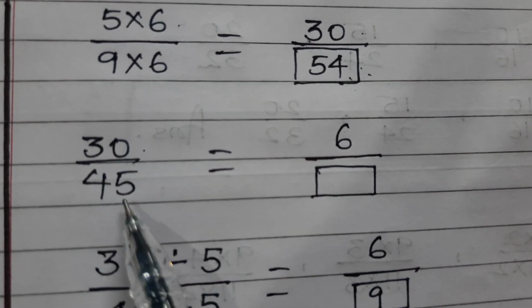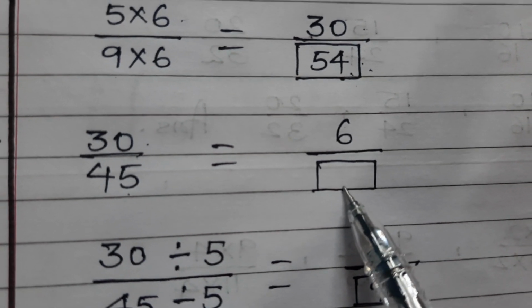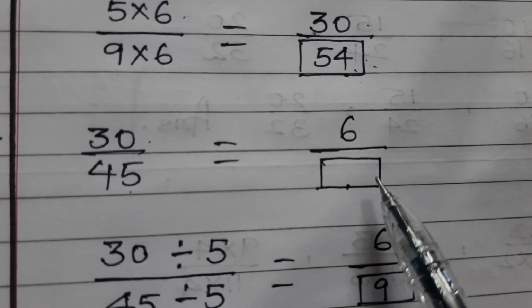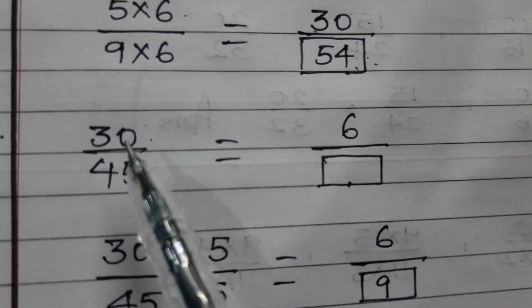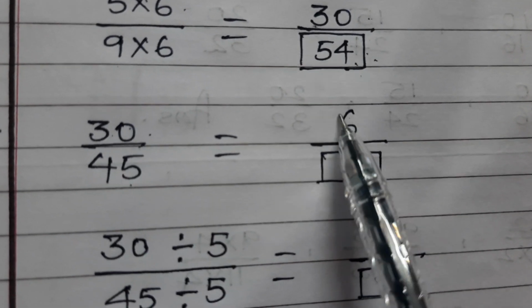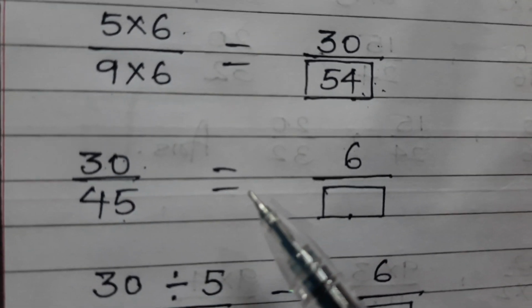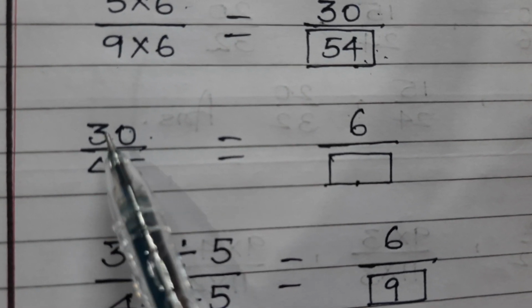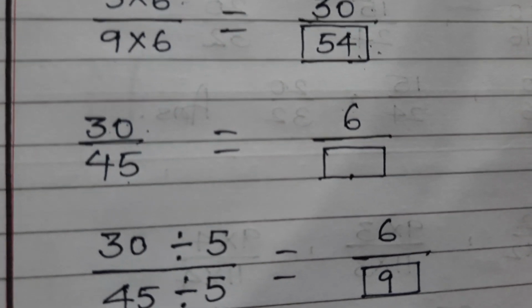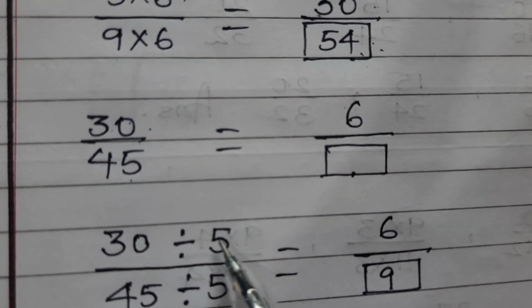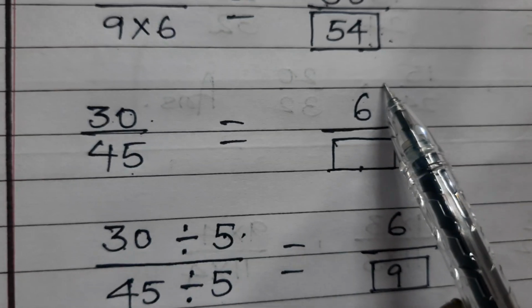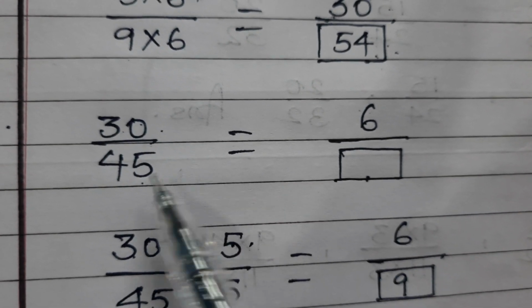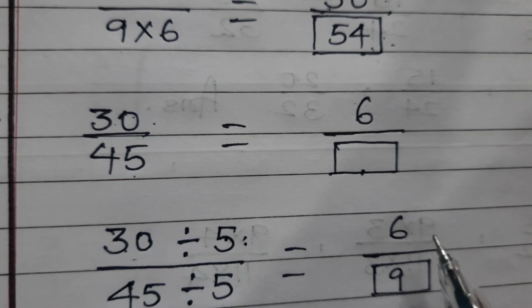See, 30 by 45 is equal to 6 by dash. This denominator is missing and you have to find it. See, here 6 and here 30. It is greater than 6. So first, what you have to do? First, find by dividing by which number. 30 divided by which number gives 6? Yes, when we divide 30 by 5, we get 6.